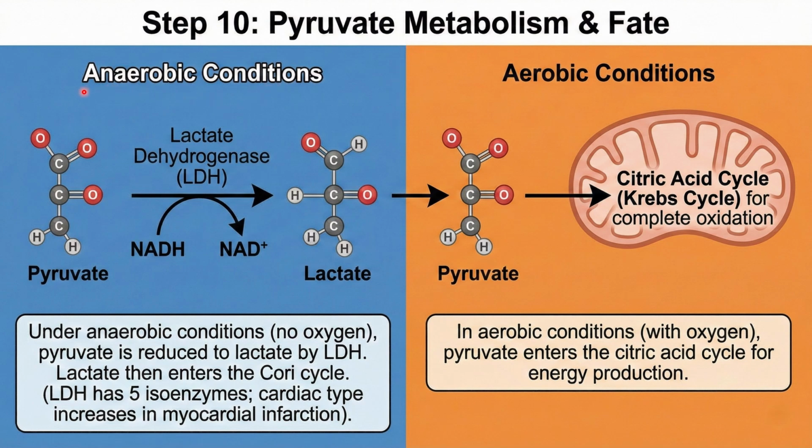In the absence of oxygen, which is the anaerobic conditions, the pyruvate is acted upon by lactate dehydrogenase to form the lactate, which then enters the Cori cycle. Whereas in the presence of oxygen, the pyruvate is acted upon by pyruvate dehydrogenase to get converted into acetyl-CoA and carbon dioxide. That acetyl-CoA will enter the TCA cycle for complete oxidation.